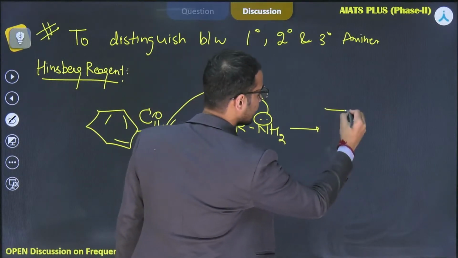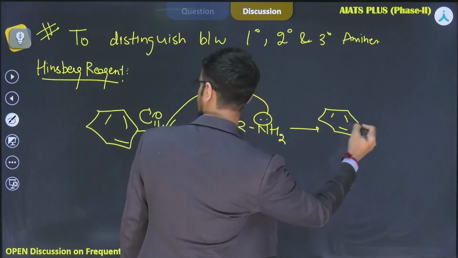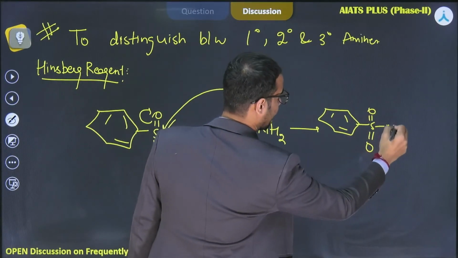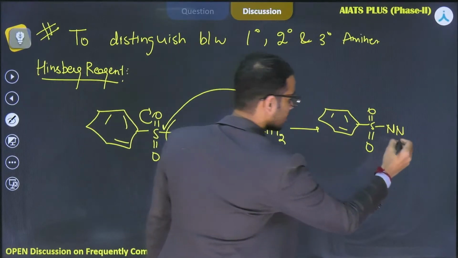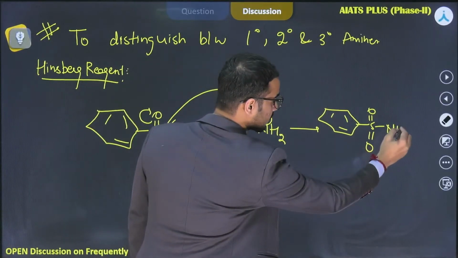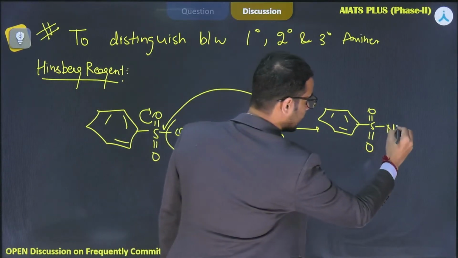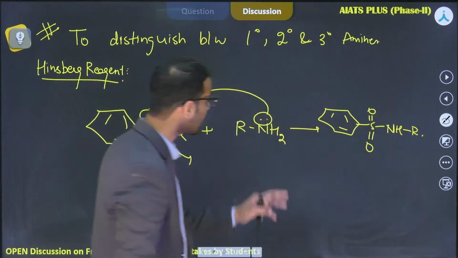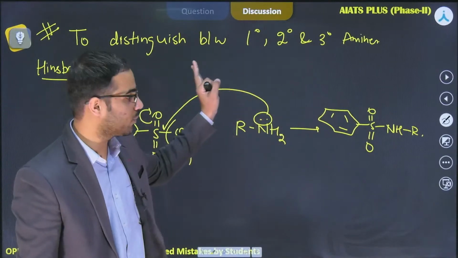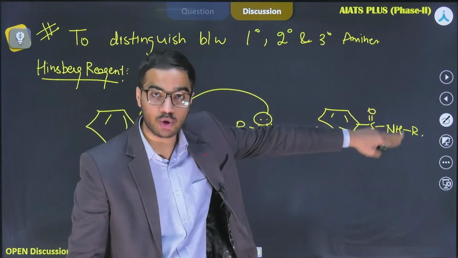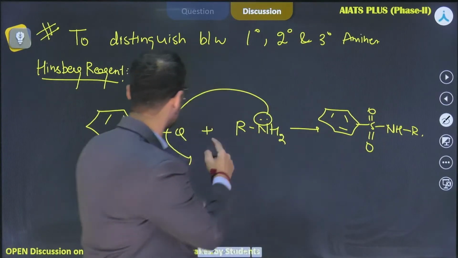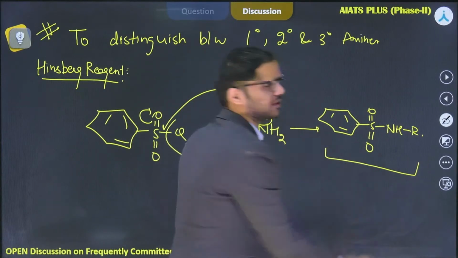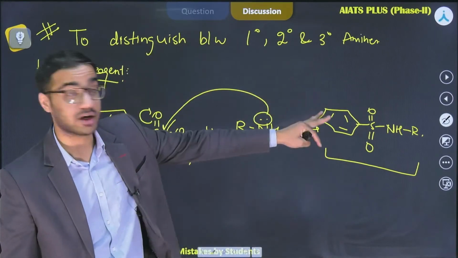And what will you get? You will get benzene sulfonyl amide, NH and R over here. It means after you react with it, you will have the NH2 positive here, and the Cl negative released will take a proton from it and will form a product like this.